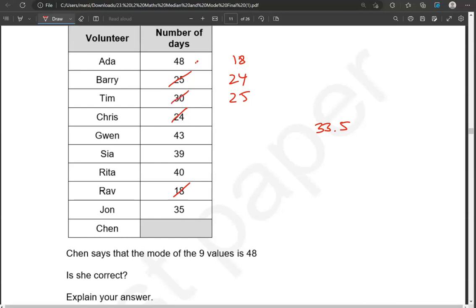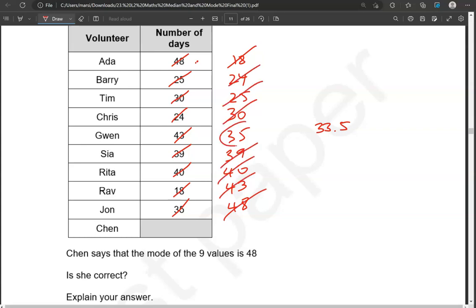we have 30, 35, 39, 40, 43 and 48. If these were all the numbers, so all the 10 numbers, then we just cross out. So at the moment 35 is the median, whereas for the 10 numbers that is 33.5, so less than 35, so a number is missing here.